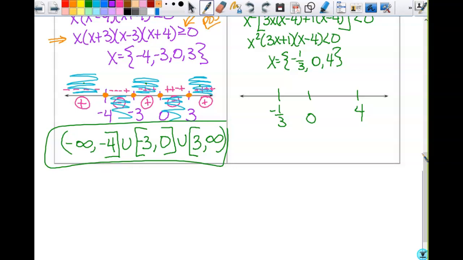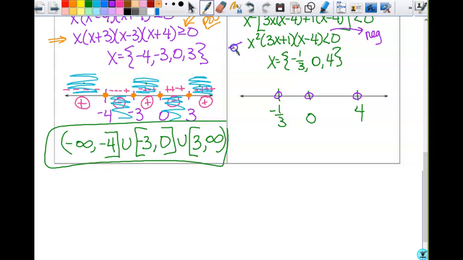Do we have our number line? Yes. So on the number line, when I go to put my points, am I going to put open circles or closed circles? Open, because this is just less than, okay? Which means it's open, and since it's less than, it's going to be negative. So I put open circles here.